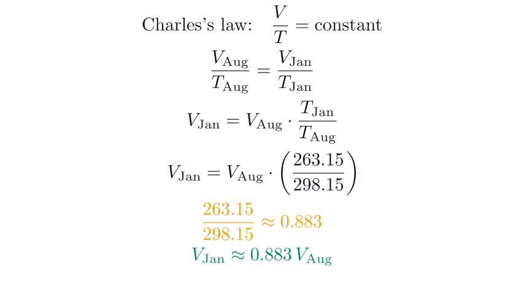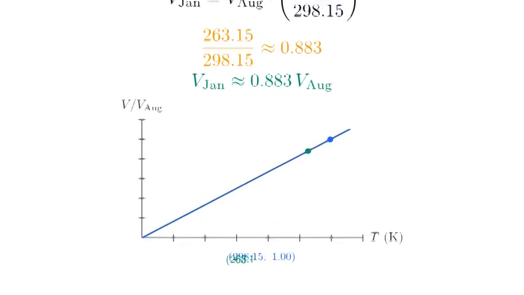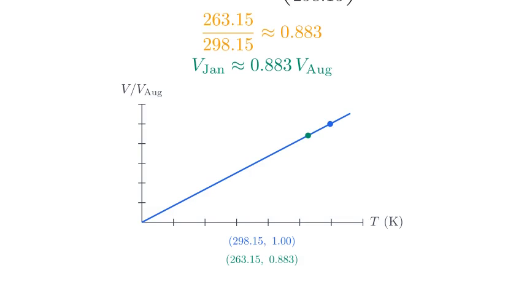To build intuition, let's quickly see why this makes sense. At constant pressure, volume is directly proportional to absolute temperature. That is a straight line through the origin in a volume versus temperature in Kelvin graph. So lowering the temperature lowers the volume by the same factor.